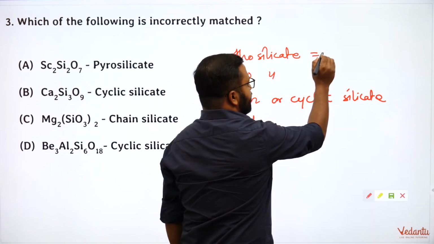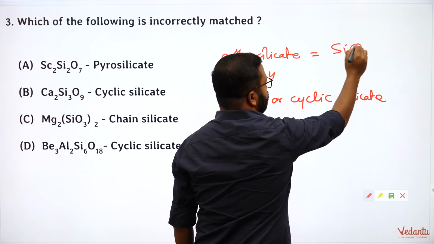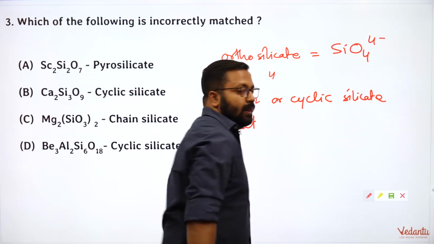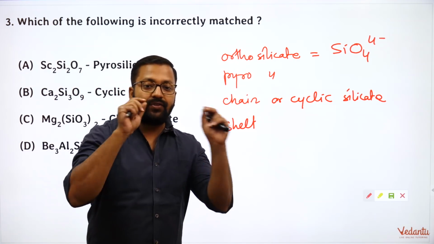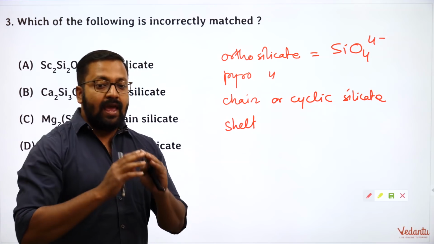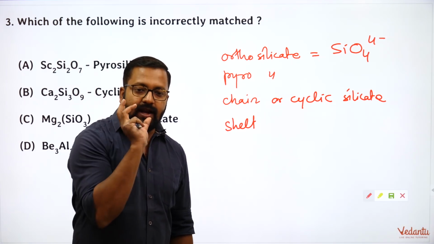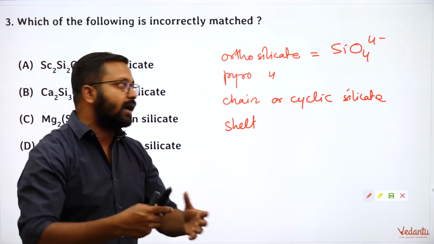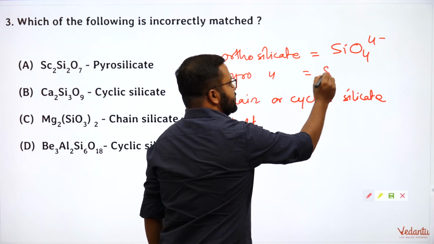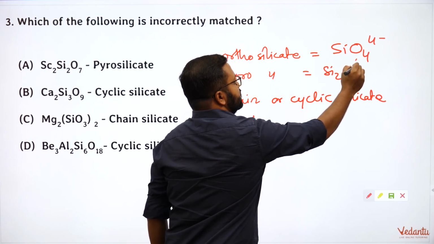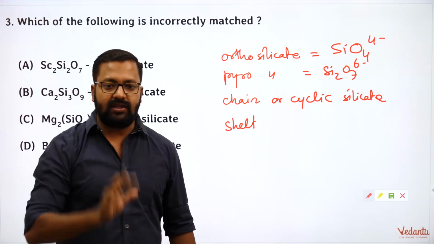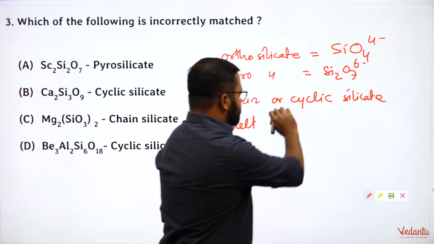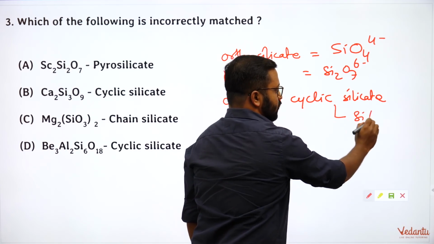So, orthosilicate basic unit will be SiO4 4 minus. Silicate appears in the form of a tetrahedron. None of the ends of the tetrahedron will be shared by anything else. Pyrosilicate, Si2O7 6 minus. This will be the basic unit. This will get repeated.